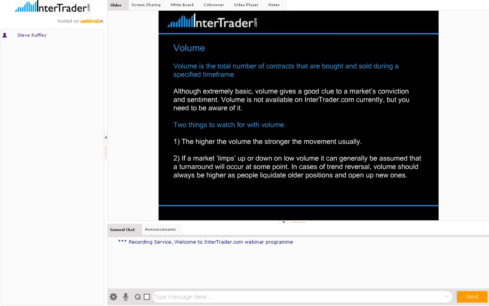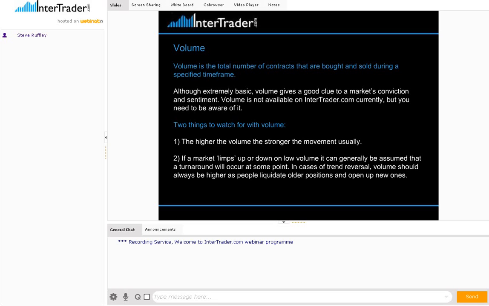What you can determine the volume of the markets by is the size of the candles. So if you've got a big green candle, that's a buying day, okay, or a buying 15-minute or 5-minute. If you've got a red candle, it's selling. So I do it visually by using the candlesticks.